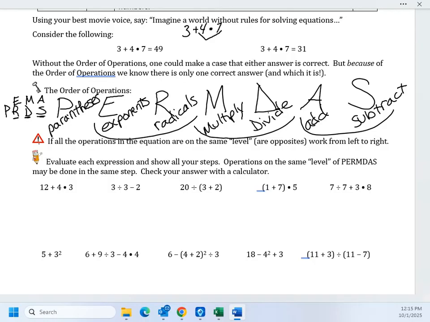Yeah, there's no parentheses, there's no exponents or radicals, there is a multiply divide. That multiply, so we have to do that level first. So 4 times 7 is 28. I'm going to bring down the rest of my equation. So you bring it straight down. We're going to kind of narrow down our expression until we get to our answer. Now we only have one operation left. 3 plus 28 is 31. So we can see that that was truly the correct answer.